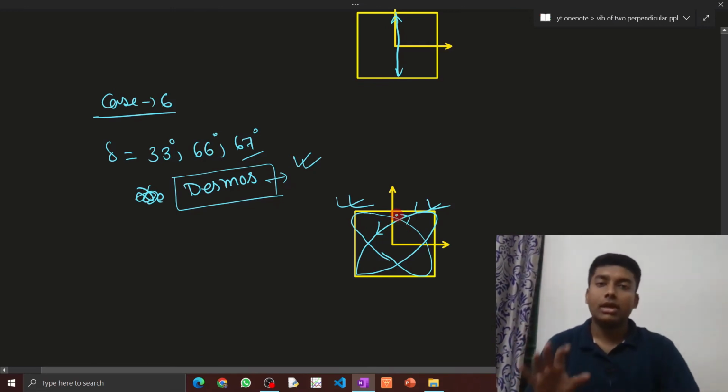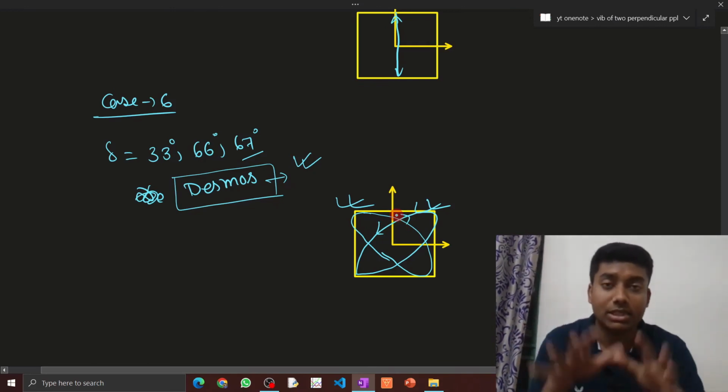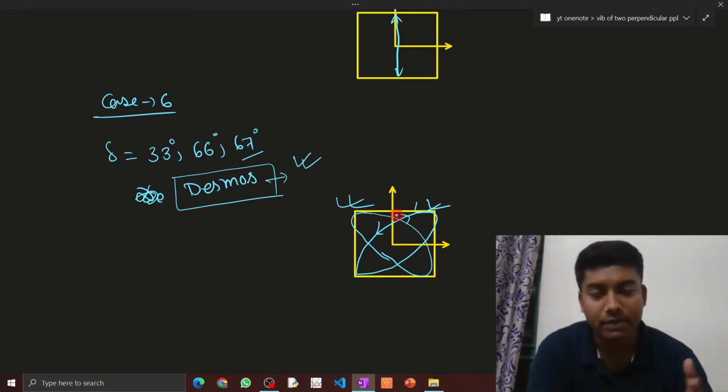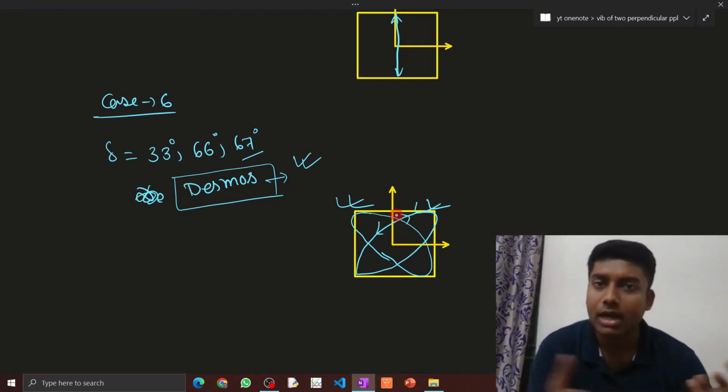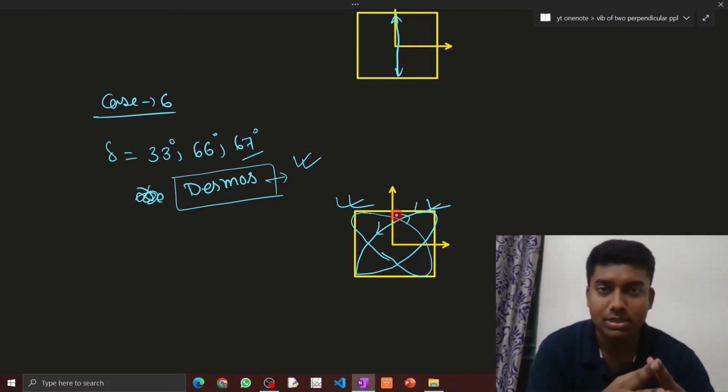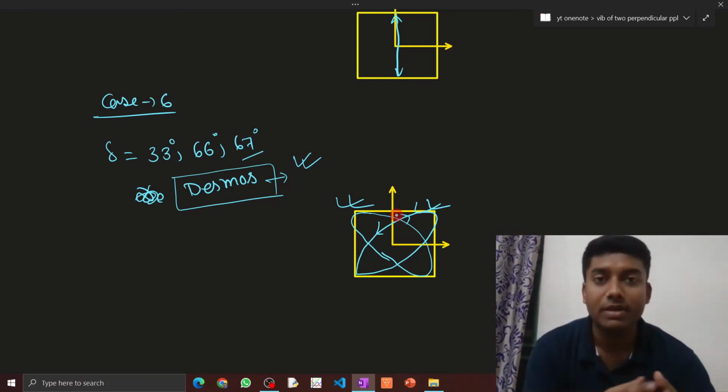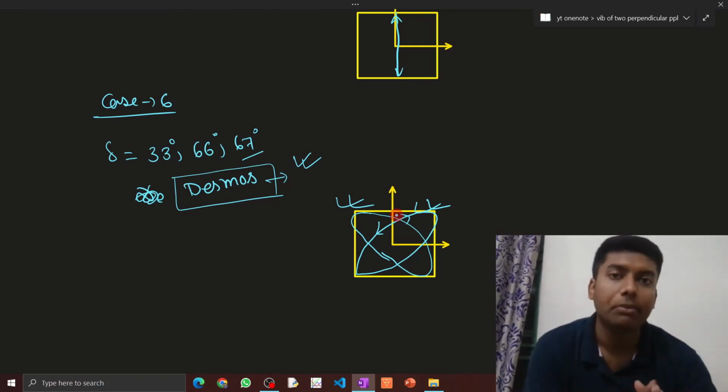So I think you have understood all the cases, and this is very important for all competitive exams, the IIT JAM examinations and all the examinations, and also very important for your BSc studies and for your concept building.